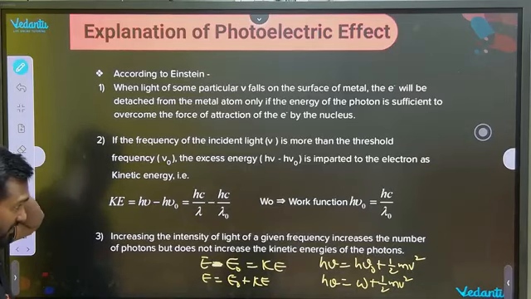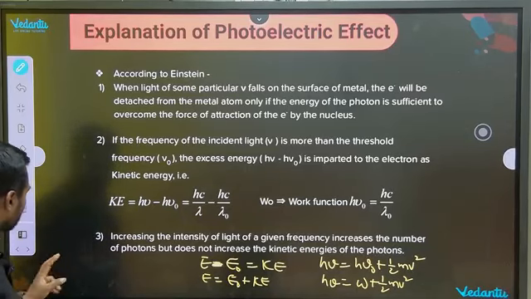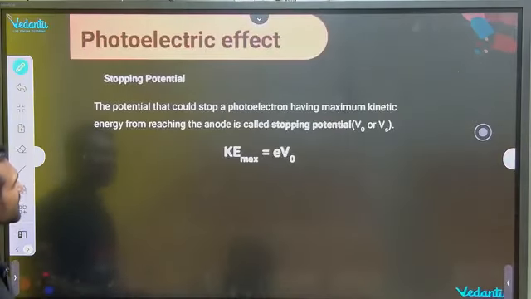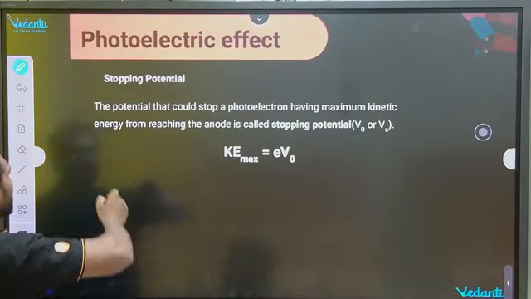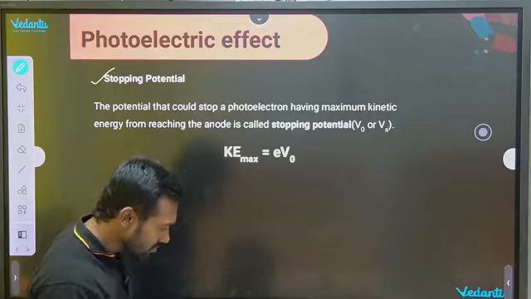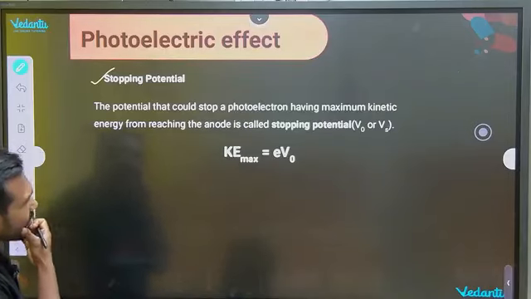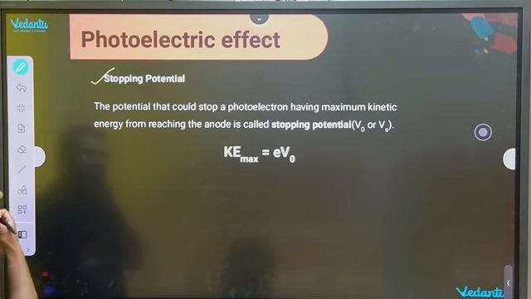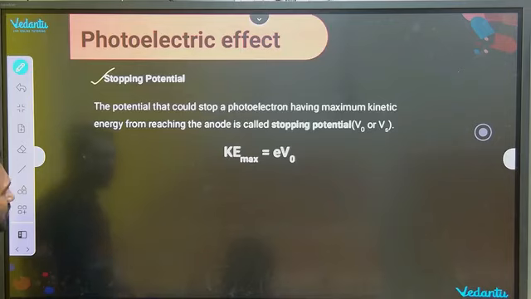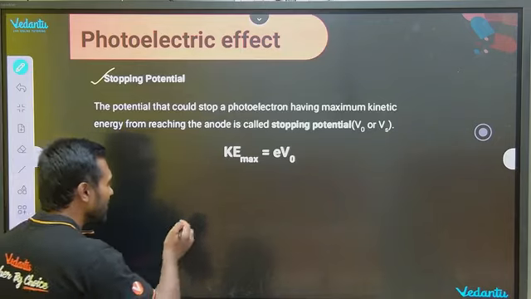So from here, they are majorly asking questions. This is stopping potential. The potential that can stop the photoelectrons having maximum kinetic energy from reaching the anode is called stopping potential. The maximum kinetic energy is equal to e into V naught, that is the stopping potential.